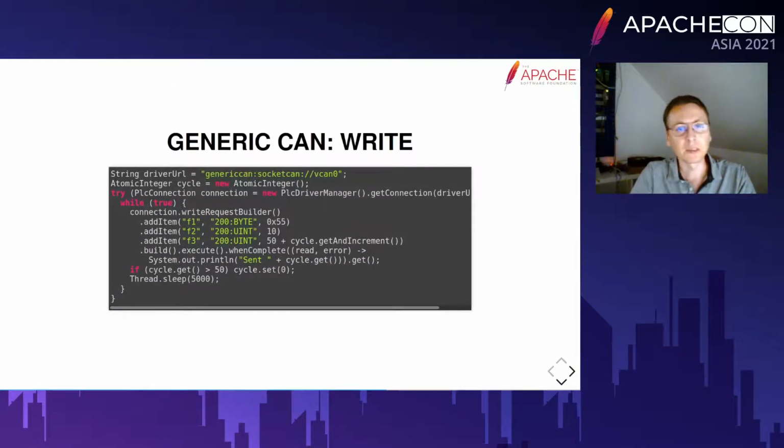So this is generic code which uses the generic CAN driver and writes to the bus. As you can see, there are 3 fields and one node, 200, which is used, and the frame will contain a static part, two static elements, and then one counter which will be incremented and reset from time to time.